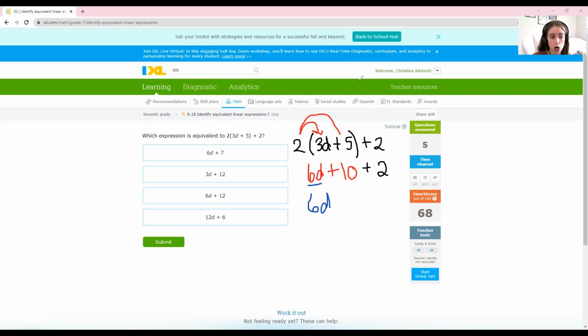But then our constants, so our plain numbers, are considered like terms. And we always just do what it says. 10 plus 2, which would be 12. And looky there, it matches. Yay!